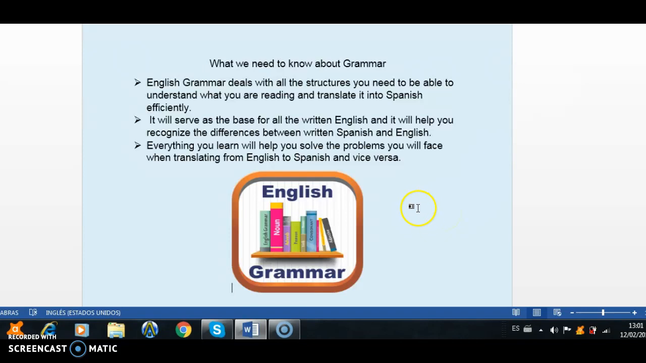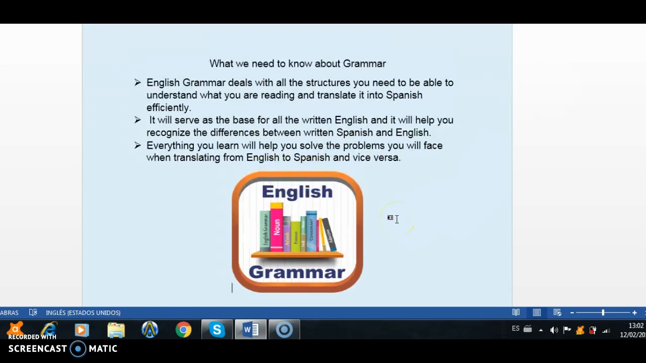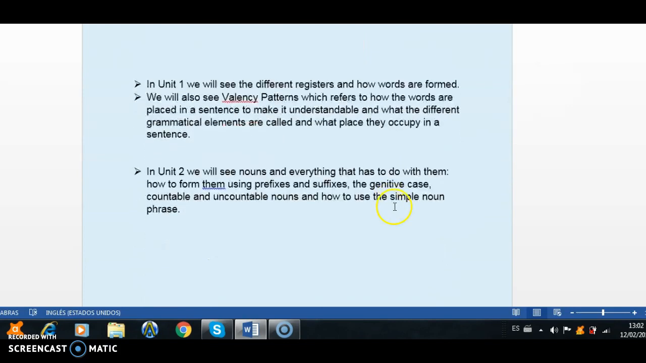The course is divided into several units, and now I will show you what you have to do in unit number 1. In unit number 1 we will see the different registers and how words are formed. Registers mean that they are different kinds of English for different situations.